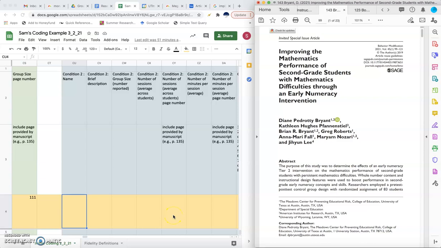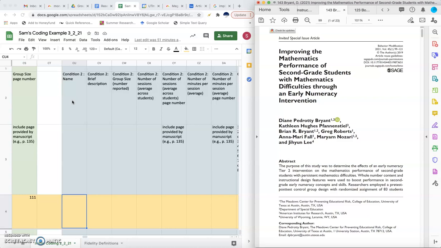Okay, so we finished with treatment 1. So all of our studies will definitely have one treatment. Sometimes it's called the intervention. Sometimes it'll have a specific name that they're implementing, but every study will have that. Not every study will have a condition 2.